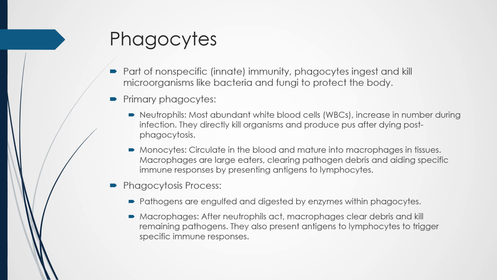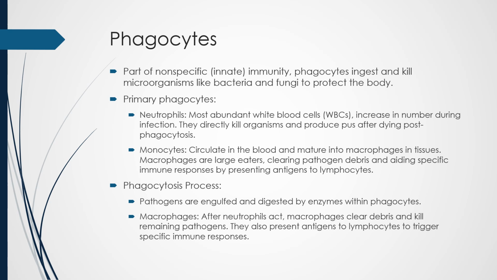Phagocytes ingest and kill microorganisms like bacteria and fungi to protect the body. The principal phagocytes include neutrophils, which are the most abundant blood cells, which increase in number during infection. They directly kill organisms and produce pus after dying post-phagocytosis. And monocytes circulate in the blood and mature into macrophages in tissues. Macrophages are large eaters, clearing pathogen debris and aiding specific immune responses by presenting antigens to lymphocytes.